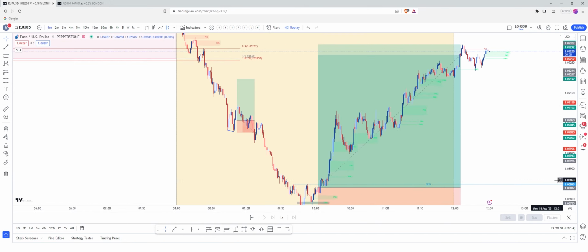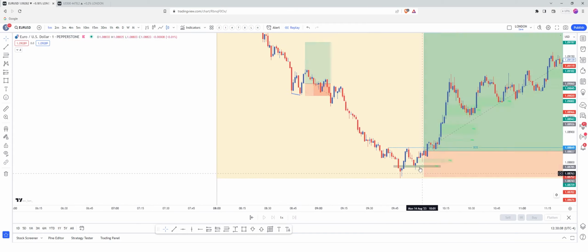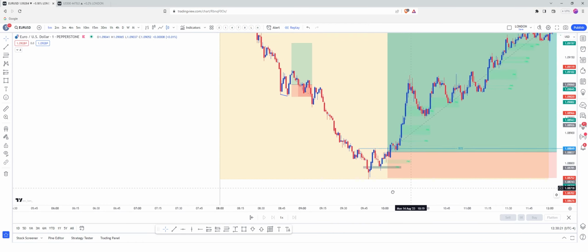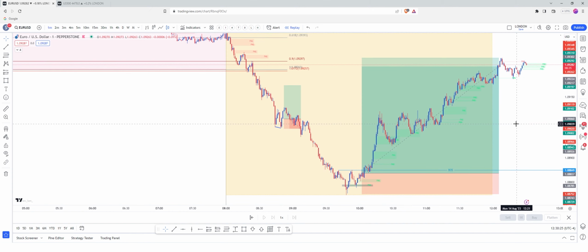I will admit that there is no body close above. We only took it with a very, very tiny wick, that liquidity there. However, having the confirmation at the start of the new hour respecting these bullish fair value gaps was enough to signify to me that we were potentially going to have a bullish retracement. So that's the analysis from the New York AM session on EURUSD this afternoon.